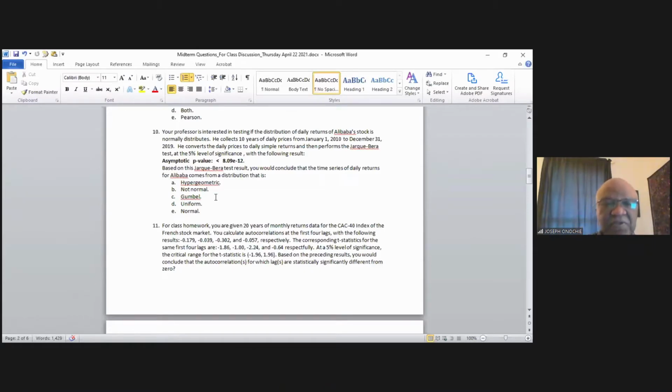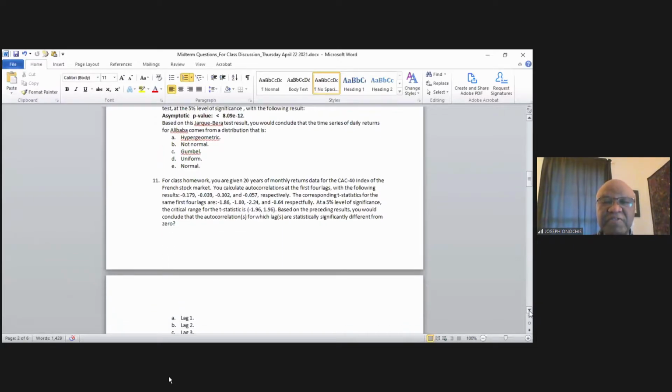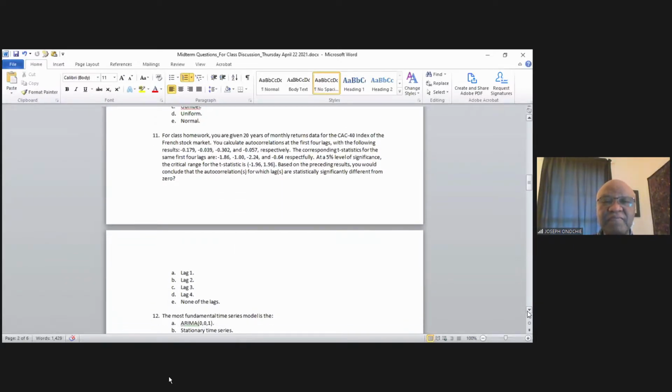For number 11, I think it is a little tricky in the sense that you need to slow down and read the question. That's the only trick there. But what do I require you to do here? You have to compare the t values to the critical t. I think it was lag 3. I think that's what I put. It's exactly lag 3.